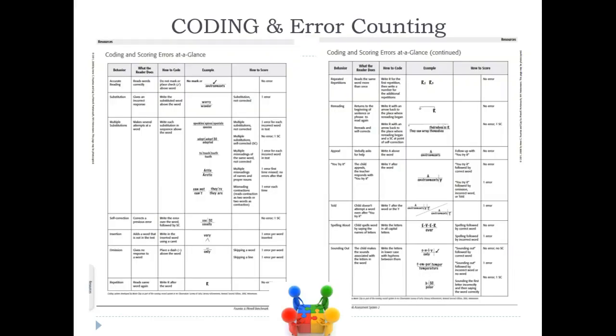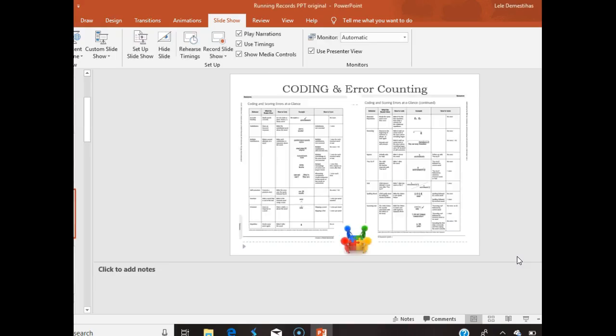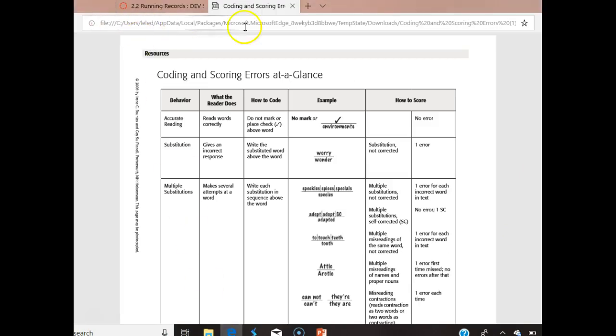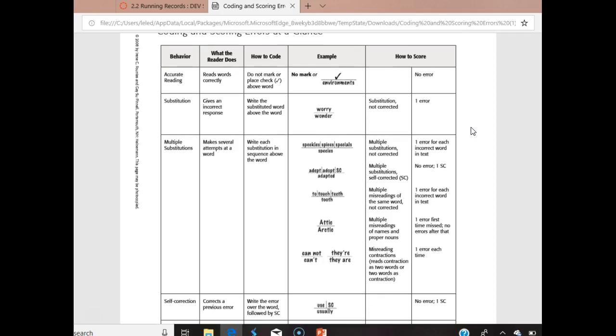So let's take a look at coding and counting errors and how we code the text. If you give me a moment, I want to switch over, but you're going to use this coding and error count by Fountas and Pinnell. Just give me one second to go over to the bigger one. Here we go. So, coding and scoring errors at a glance. I'm not going to go through every single one, but I do want to bring this to your attention so you take some time to preview it on your own.